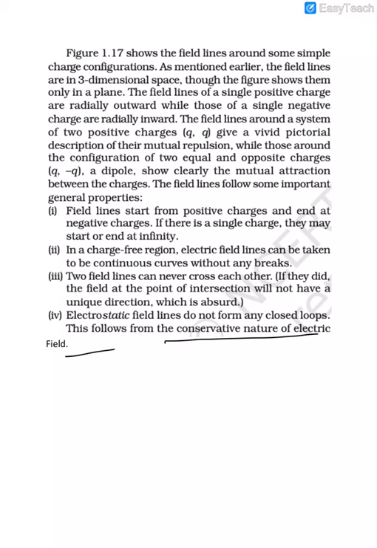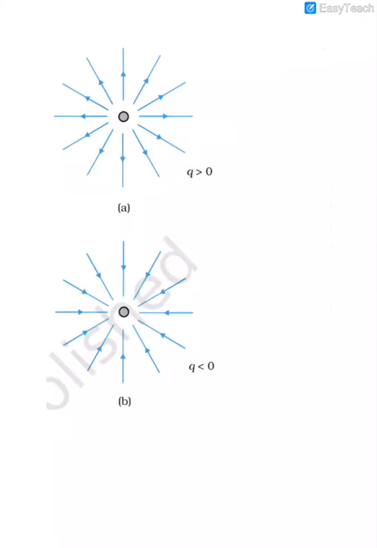This is a thing which you need to remember: any conservative force, like gravitation, spring force, or electrostatic force, is conservative in nature, and the field lines corresponding to it will never be closed loops. Magnetic field lines can form closed loops because they are non-conservative. Electric field lines will not form closed loops because they are conservative.